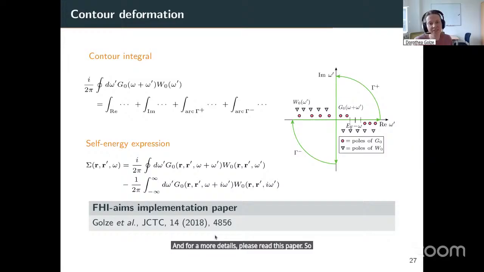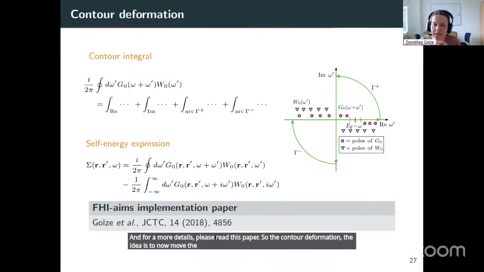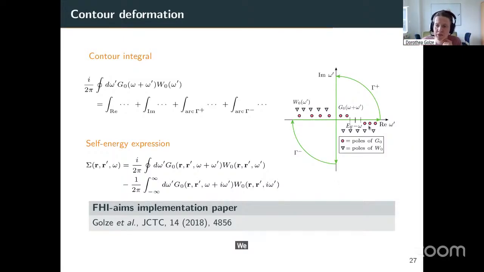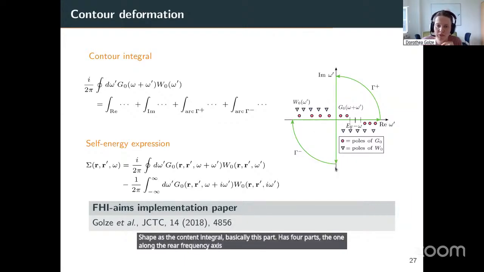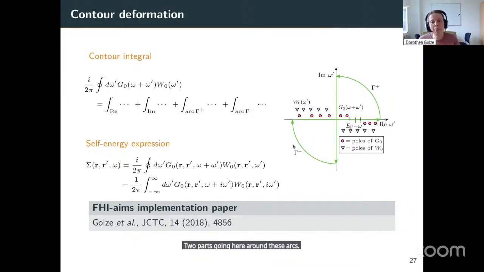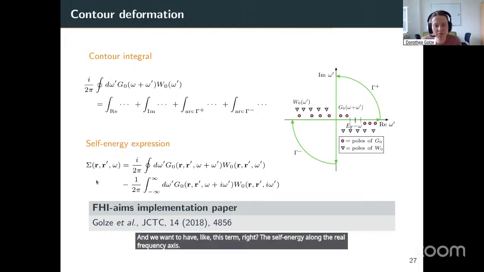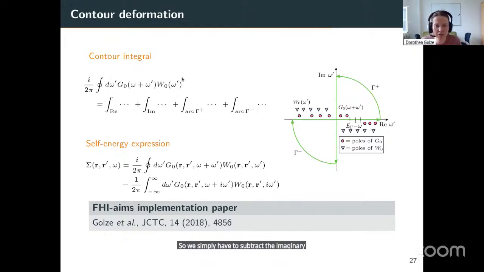So the contour deformation, the idea is to now move the problem to the complex plane. We define the contour integral in this very specific way. So the green shape is the contour integral. Basically, this has 4 parts: the one along the real frequency axis, along the imaginary frequency axis, so this term, and then 2 parts going here around these arcs. You can show that these 2 terms get 0. And we want to have this term, right? The self-energy along the real frequency axis. So we simply have to subtract the imaginary term here from the path integral. You can read more about the implementation, for example, in this paper.